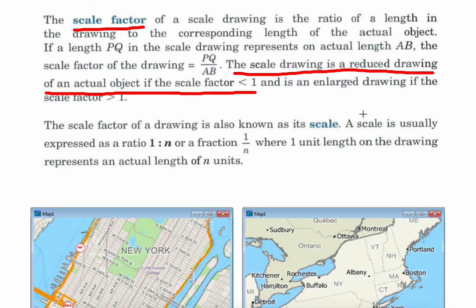The scale factor of a drawing is also known as its scale. So you'll hear somebody say scale factor and also scale. A scale is usually expressed as a ratio 1 to n, or a fraction 1 to n, where 1 unit length on the drawing represents the actual length of n units.